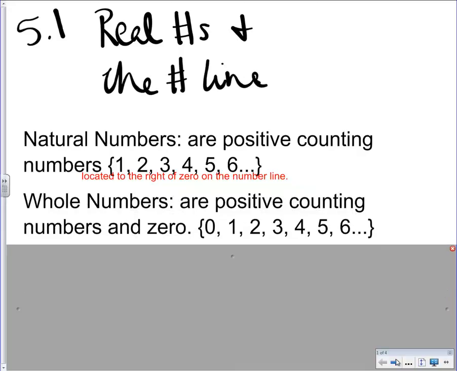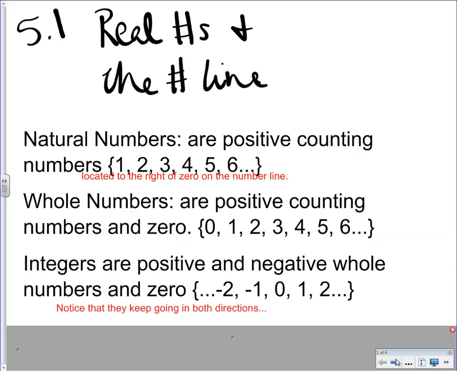The next part is whole numbers. Whole numbers are exactly what we just talked about, those natural numbers that are positive counting numbers, and then whole numbers also include 0. So 0, 1, 2, 3, 4, 5, 6, 7, 8, 9, 10. Those are whole numbers. Natural numbers do not include 0. Whole numbers include 0.